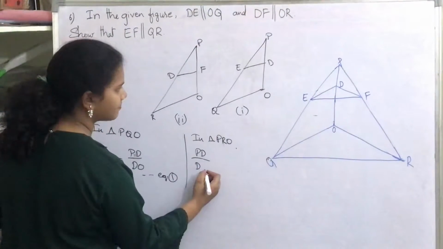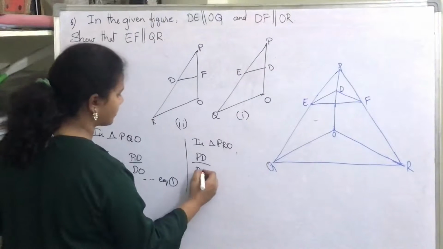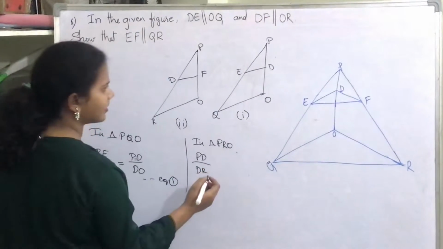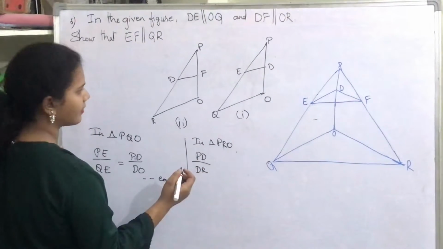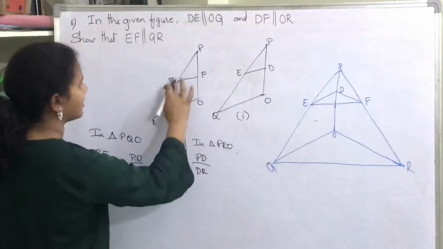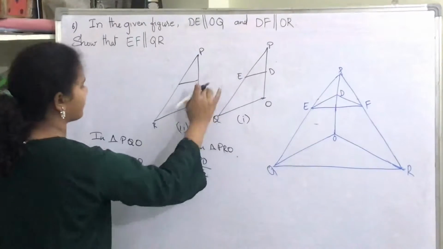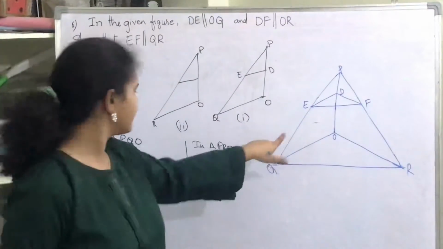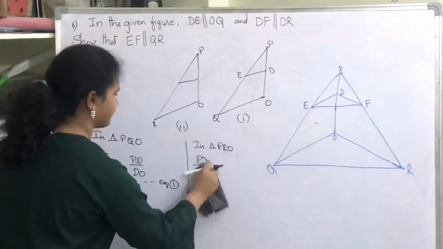PD by DR or RD, so DR equals to... wait a minute. Here, if you observe this diagram, wait a minute.